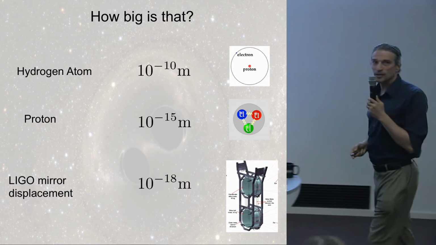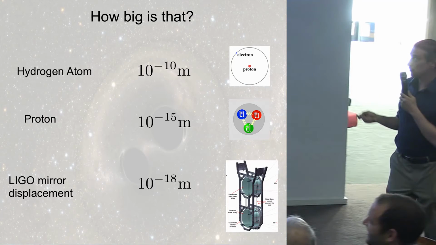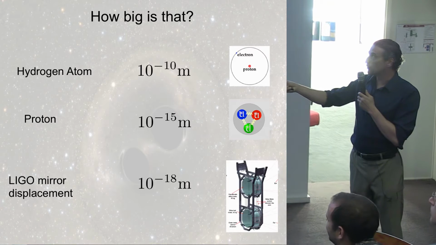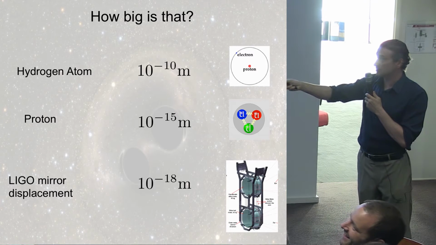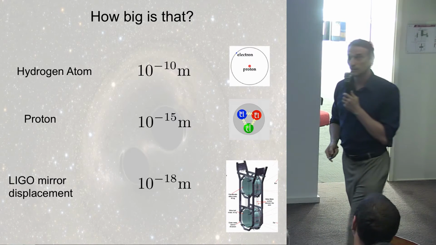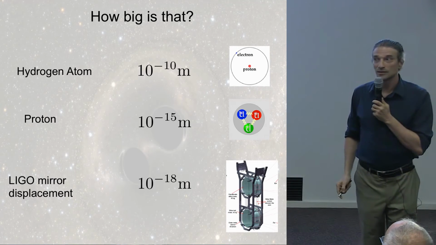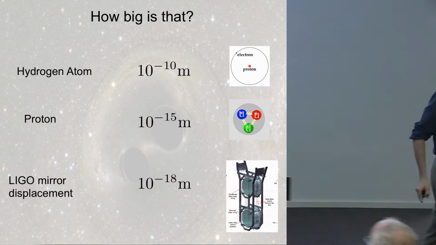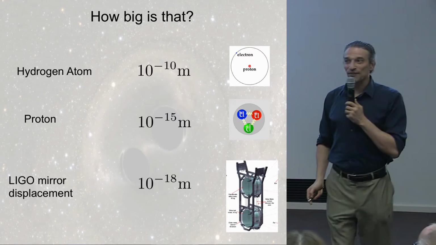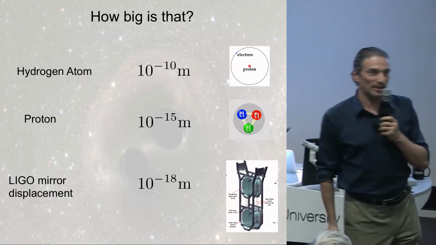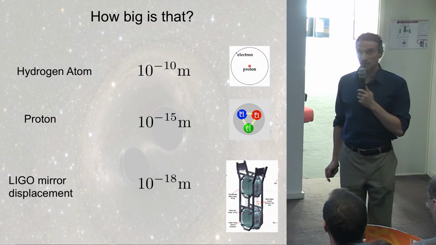Are there any people here who are younger than 15 years old? Can you please lift your hands? Now, can any of you young people work out what fraction of a proton radius, what fraction of 10 to the minus 15 meters, is the displacement of the LIGO mirror? What is the ratio of this number divided by this number? Yes? 1,000. Very good. That's incredible. We have to measure displacements which are 1,000th of the size of the proton. That's what we have to do to measure gravitational waves.